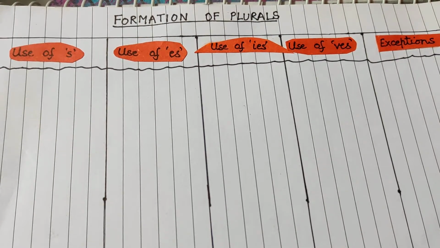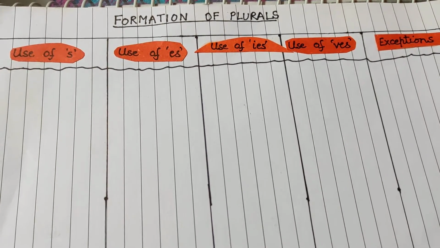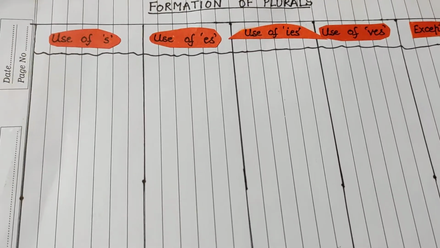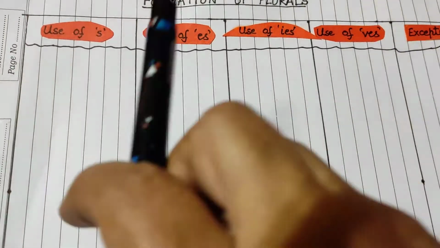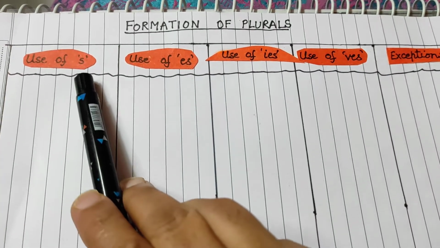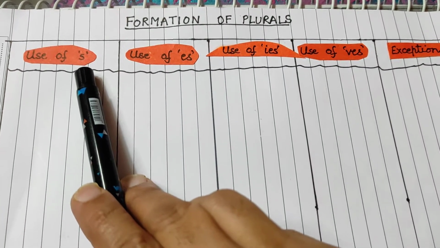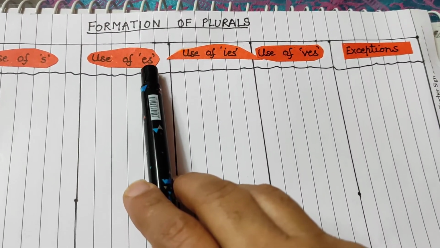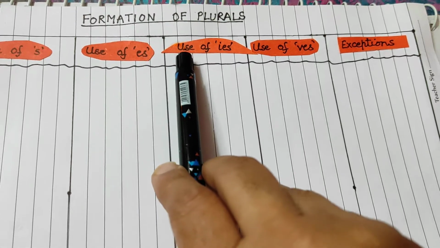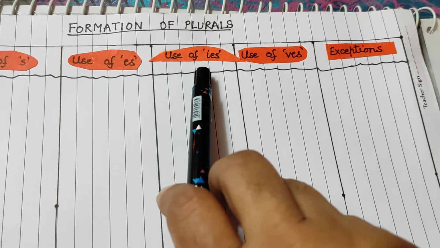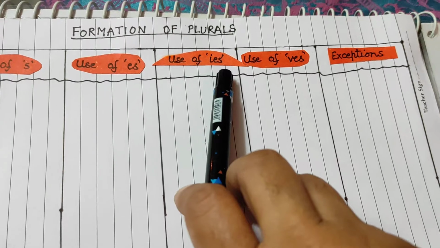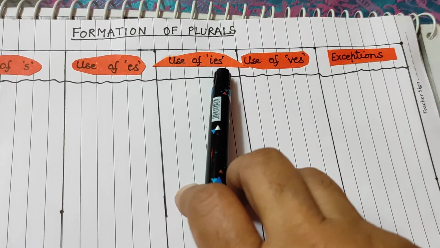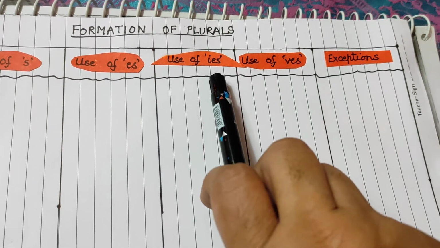When we study about formation of plurals, there are certain rules which we all learn, and those rules, as you can see on the screen: the first rule for converting a singular into plural is making use of S. The second rule that we follow is by adding ES. The third rule is making use of IES. And if you remember, we use IES mostly in the cases when the noun ends with Y.